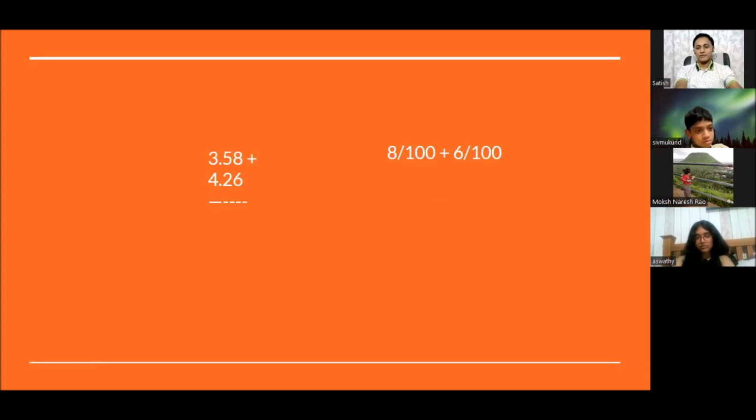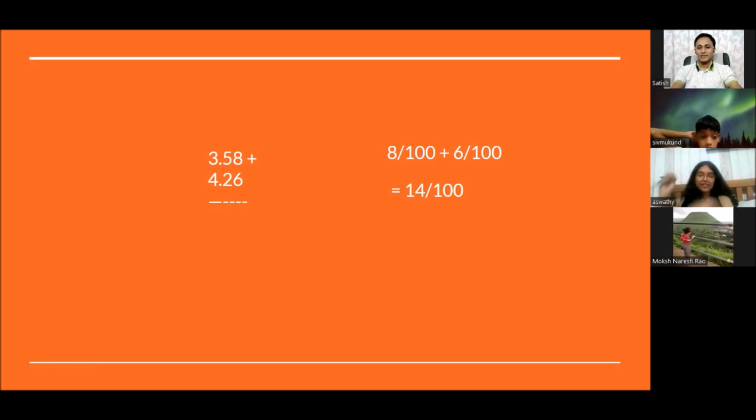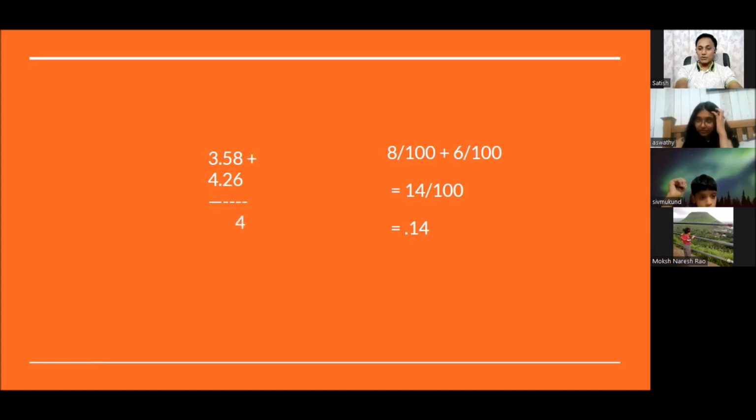So now you tell me, what is the value of 14 by 100? Achu, what is the value of 14 by 100? 0.14. 0.14 because you shift 2 places. So again, you see 4 is in the 1 by 100th position. 8 is in the 1 by 100th position. 6 is in the 1 by 100th position. 4 is in the 1 by 100th position. But this 1 is not in the 1 by 100th position.